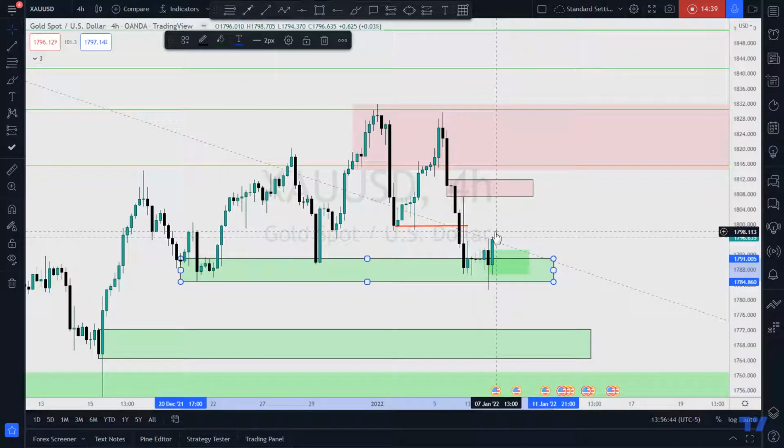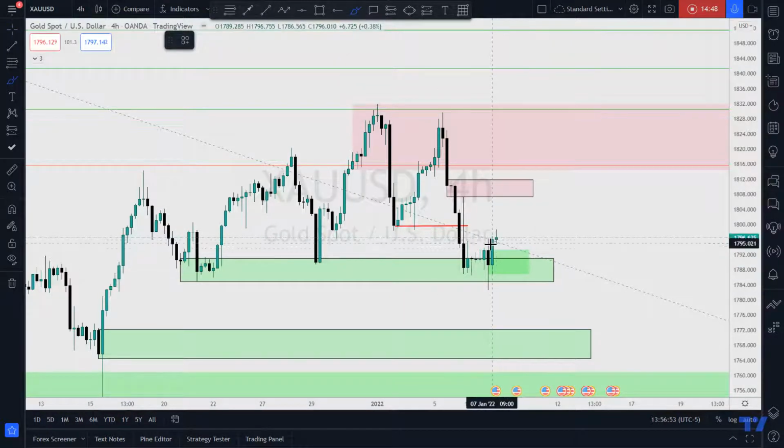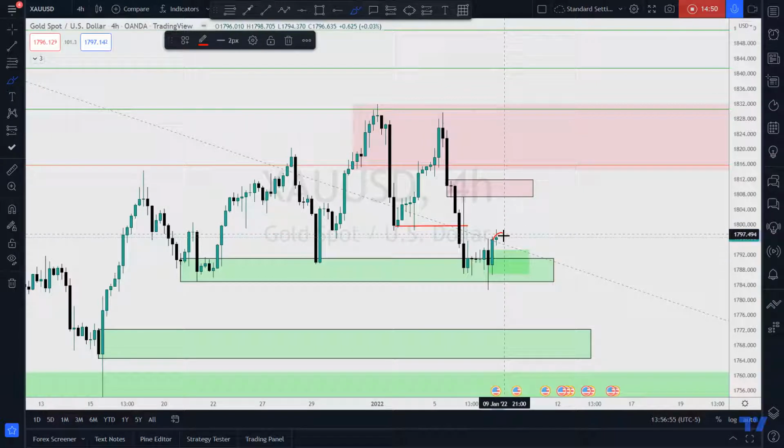But because we created a bullish engulfer here, I'm thinking that we might be doing what it normally does. It may come down to test the base candle and then head up, and we'll see what it does here.